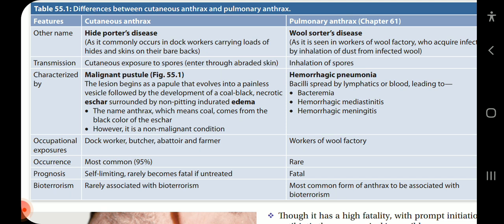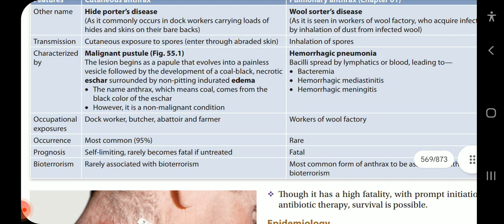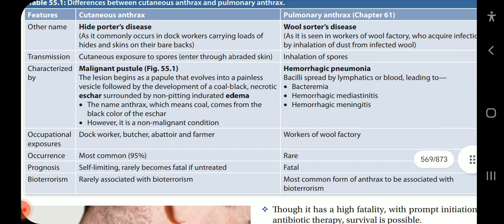It commonly occurs in dock workers carrying loads of hides and skins on their bare backs. Transmission is by cutaneous exposure to spores which enter through abraded skin. Characterized by malignant pustule, as we have seen in the image, the lesion begins as a papule that evolves into a painless vesicle, followed by the development of a coal black necrotic eschar surrounded by non-pitting, indurated edema. The name anthrax, which means coal, comes from the black color of the eschar. However, it is a non-malignant condition.